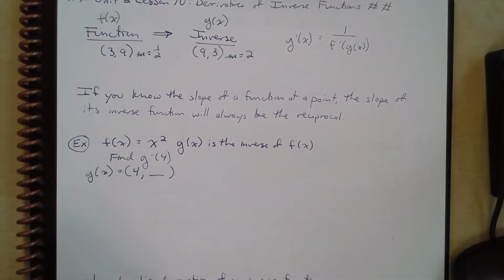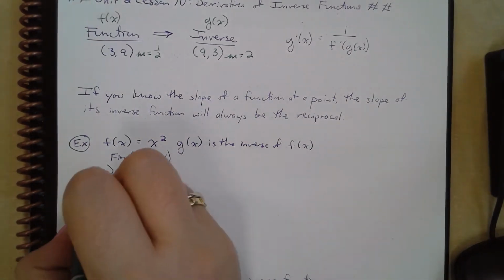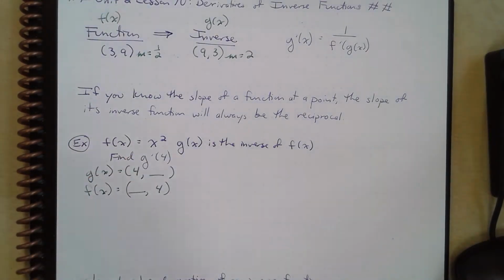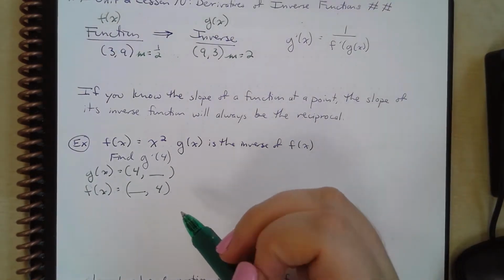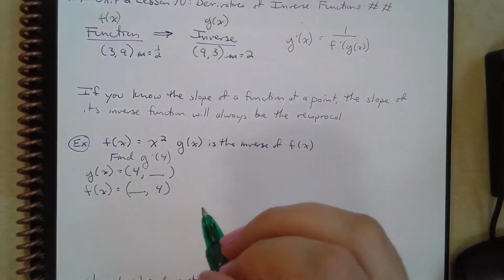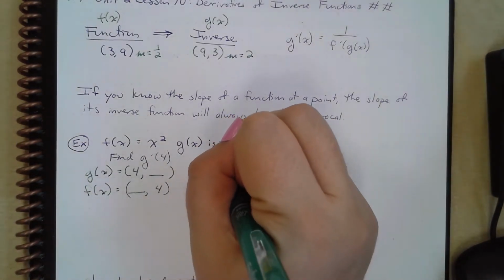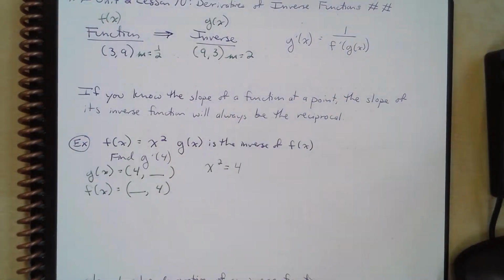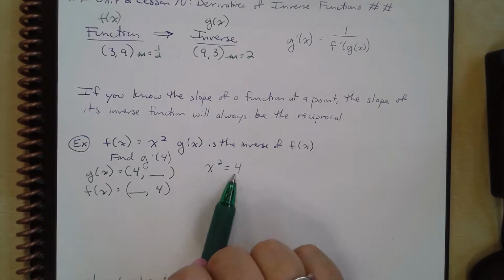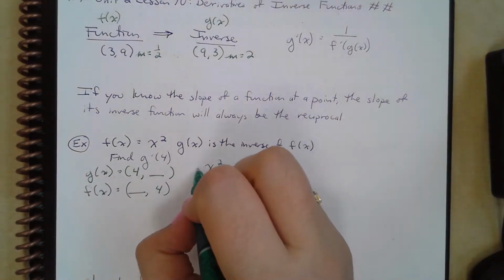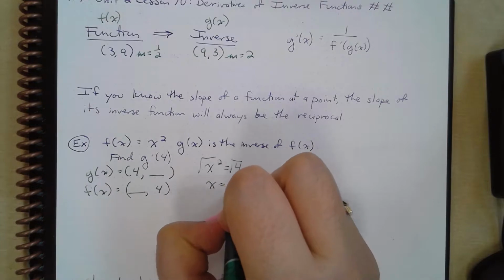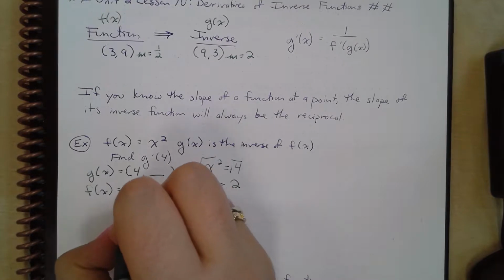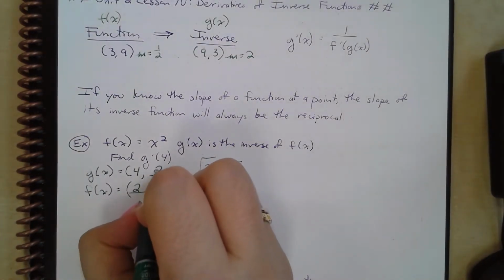And we know that f of x must contain (something, 4). At some point, this must be equal to 4. So we can set f of x, which is x squared, equal to 4. If I take the square root of both sides, I get x is equal to 2. I realize this could be plus or minus 2, but just work with me here. We're just going to go with 2. So at f of x we have the point (2, 4), and at g of x, we have (4, 2).